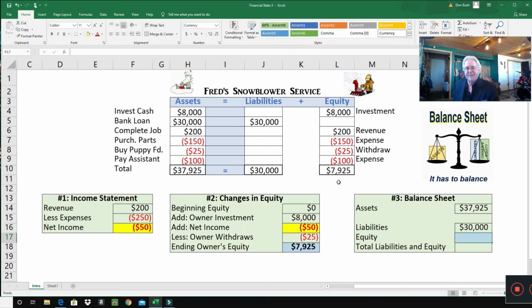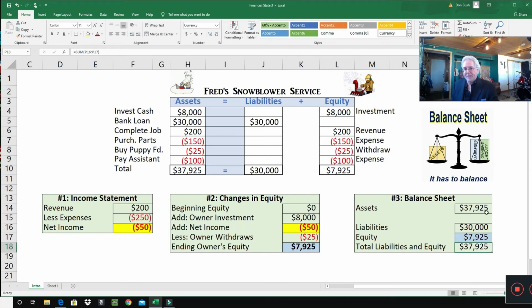Equity is $7,925. And I've got this highlighted in blue, so that way you know where this number comes from. It comes from right over here, the ending owner's equity. All you do is transfer it over. $7,925. And let's see if it all balances. Let's add up the liabilities and equity and see if it balances. There we go. Assets, $37,925. Total liabilities and equity, $37,925. So it does balance, folks. So we know we did a good job.